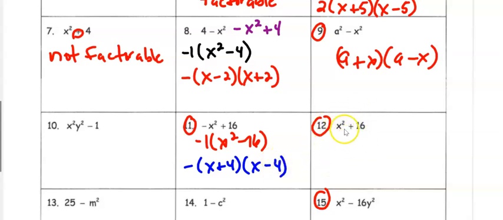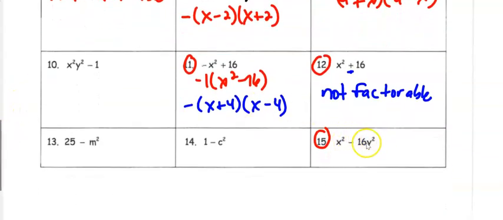12, no GCF to factor out. Now we see the plus. Now we can write that as not factorable. And hopefully you recognize the difference between 11 and 12. Here we had a GCF which was a negative, which changed the sign. Here, no GCF. Okay.